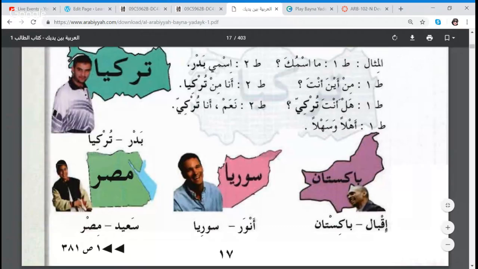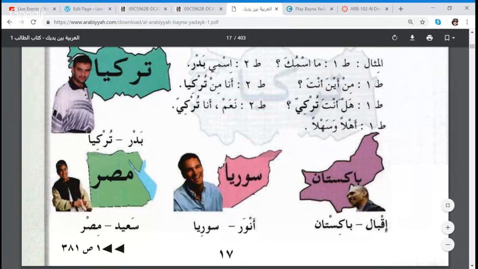Iqbal. I never heard that name. Okay. Yeah, it's a Pakistani name. It's actually a guy named Iqbal who founded the state of Pakistan. So Pakistanis use that all the time.